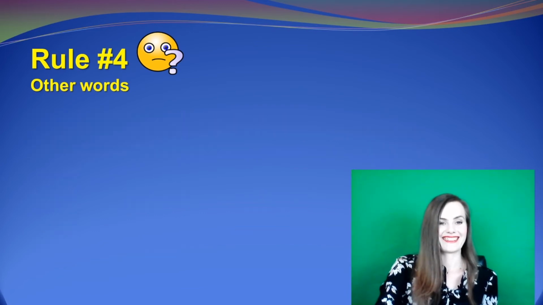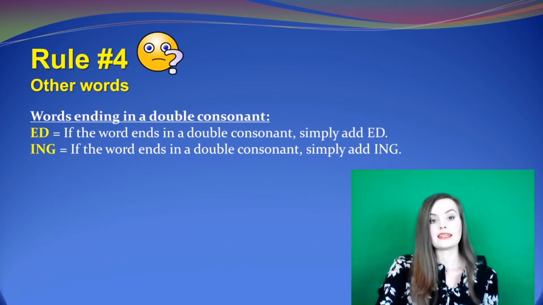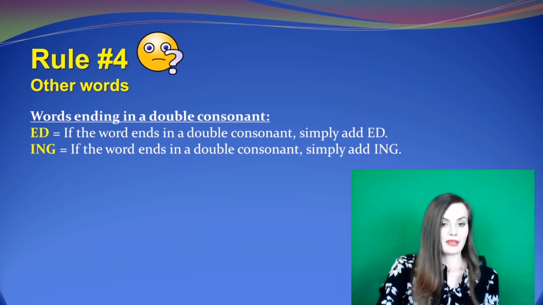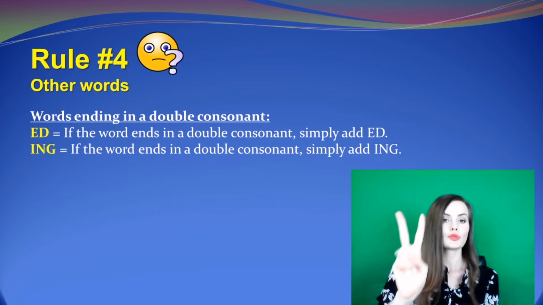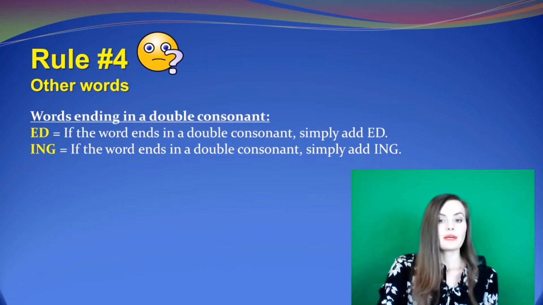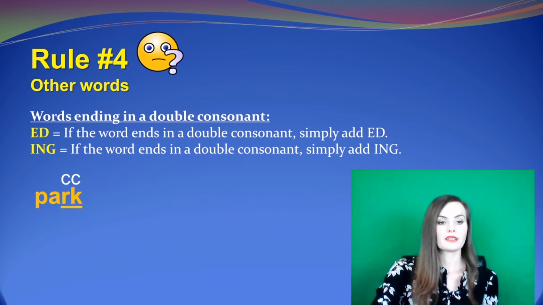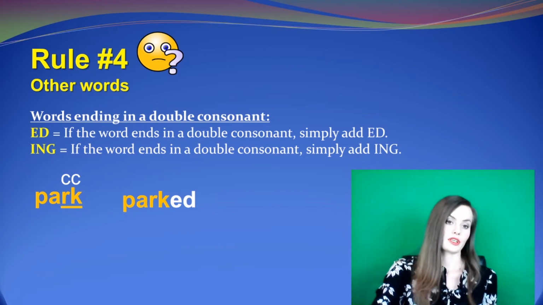Okay, you got it. The next category of the other words is words ending in a double consonant. What do I mean by that? Double consonant means two consonant letters at the end of the word. So if the word ends in a double consonant, simply add ED. The same rule applies if you want to add ING. Let's look at these examples and you'll understand what I mean. For example, we have the word park. This word ends in two consonants, R and K. That's why we get parked. We don't need to do anything with this word.